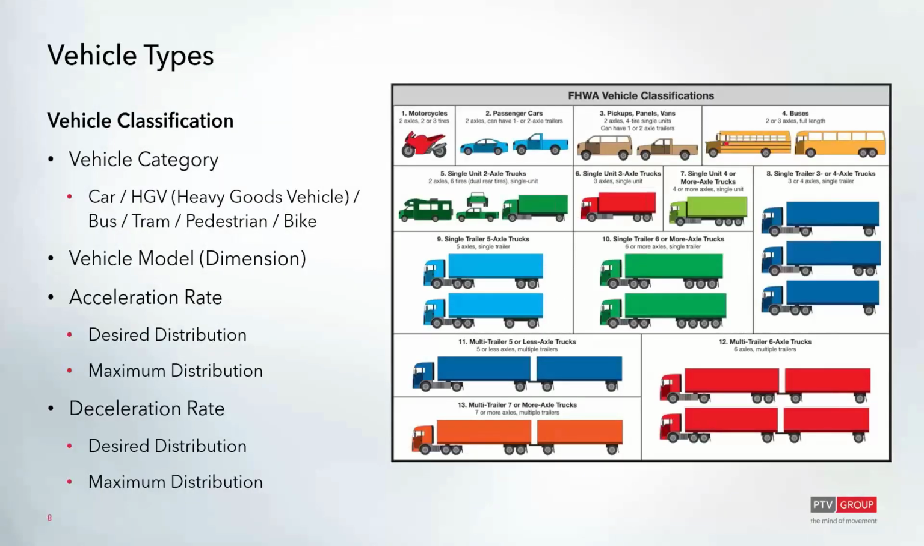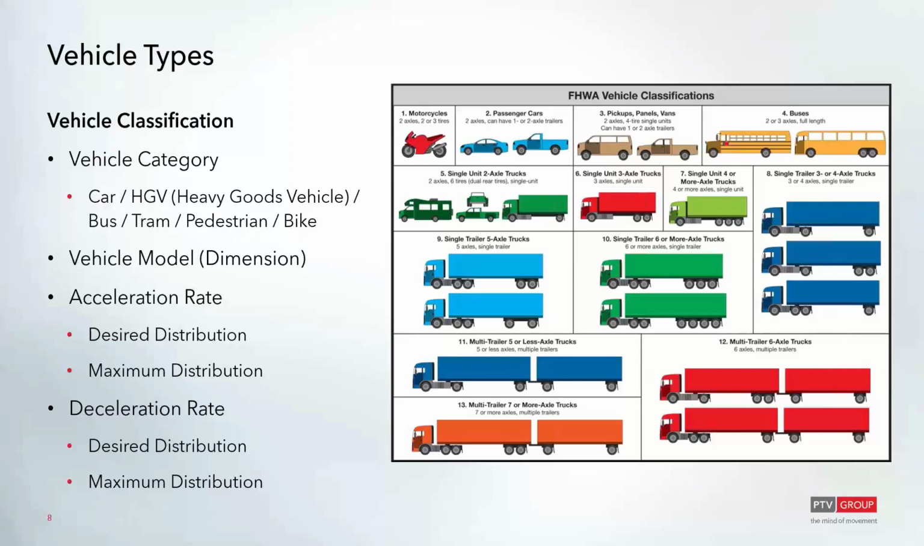So overall, FHWA has 13 different classifications for vehicles. You'll see there are some passenger cars in there. There are some buses, heavy trucks, which are defined by a number of axles and trailer type. Vissim itself is going to use 6 general categories: car, heavy goods vehicle, bus, tram, pedestrian, and bike. So those are going to be the general categories you'll see in Vissim.